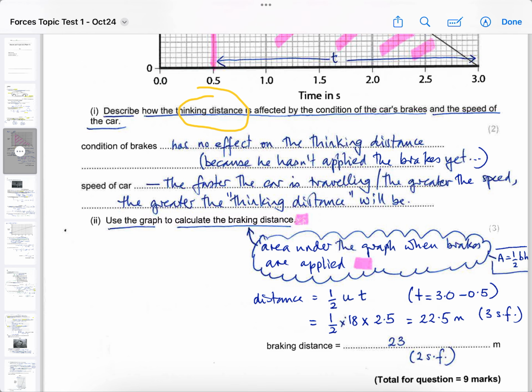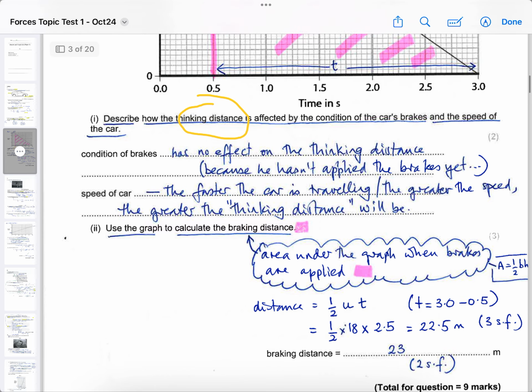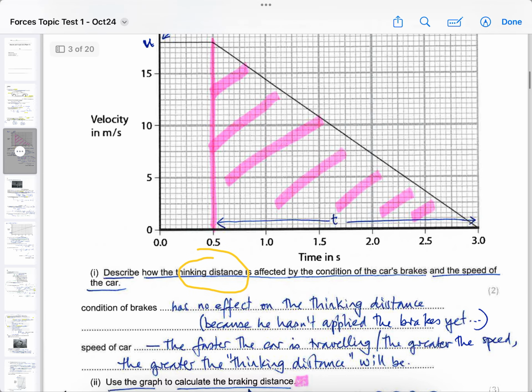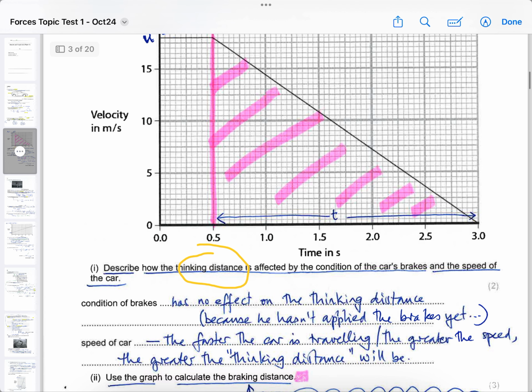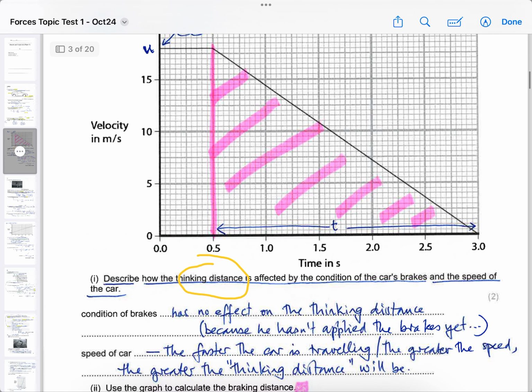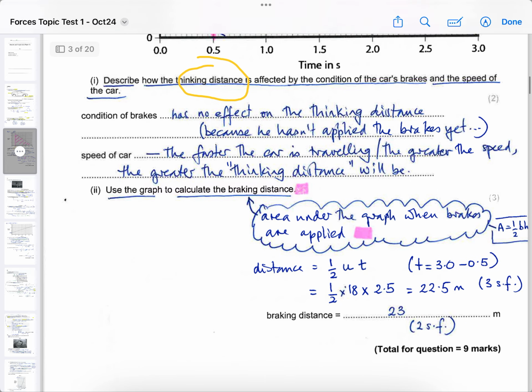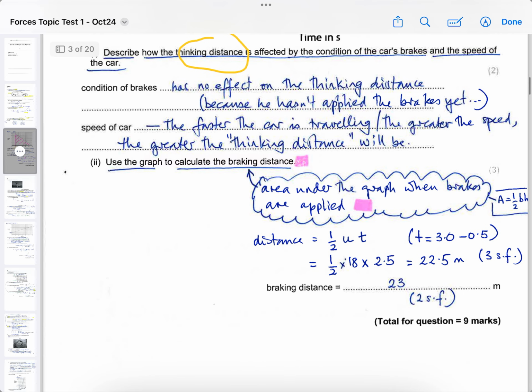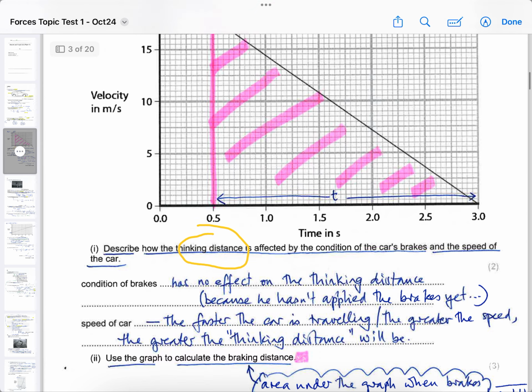Now remember, you only need to do part of the triangle, so you don't need the bit before 0.5 seconds. So the time taken from 3 to 0.5 seconds is 2.5. The graph's maximum height was 18 meters per second, so you do 18 times 2.5 seconds, divide that by 2, and if you do 2 significant figures you can round up to 23 meters per second, because once again the data is only accurate to 2 significant figures, because that's the data that's been provided from the previous question.